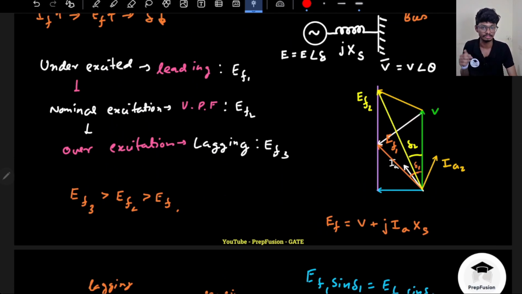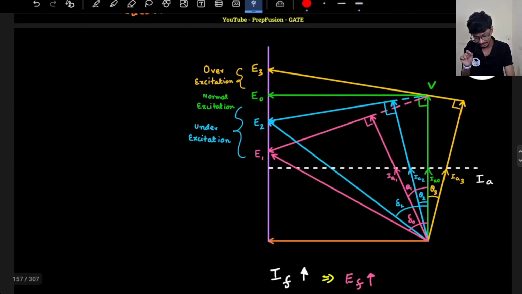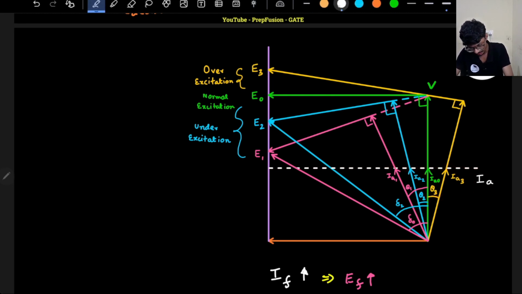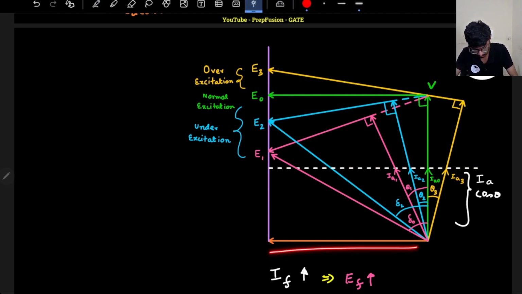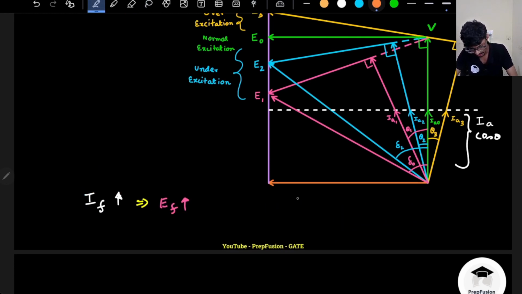Now let's come to the conclusion. What do I really want to conclude? I want to conclude that if I want to plot my EF and IA, how will I plot? My currents will always be along this straight line, so this length, IA cos theta, will be constant. And one more thing, this length also will be constant. What is this length?